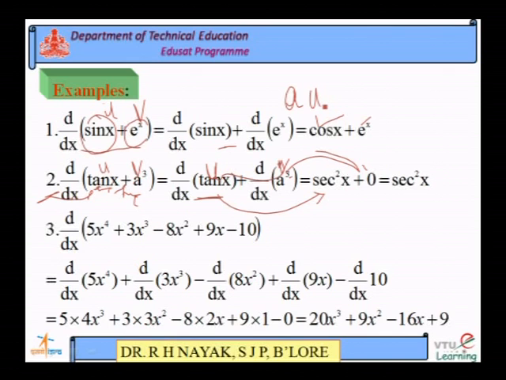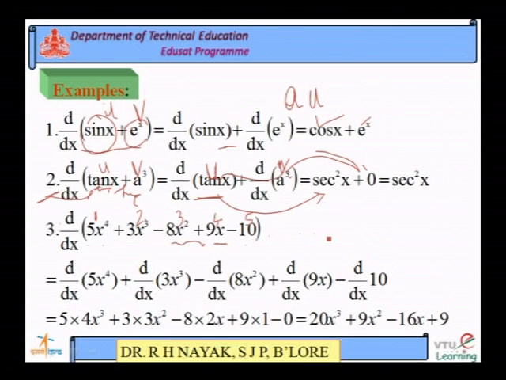You take the third example. The third example is what? 5x to the power of 4 plus 3x cube minus 8x square plus 9x minus 10. We have 5 terms. This is 1, this is 2, this is 3, this is 4, this is 5. Like that you can take any number of terms also.